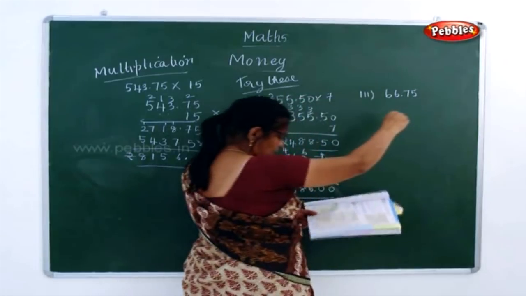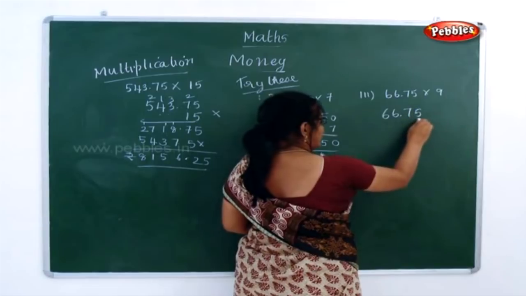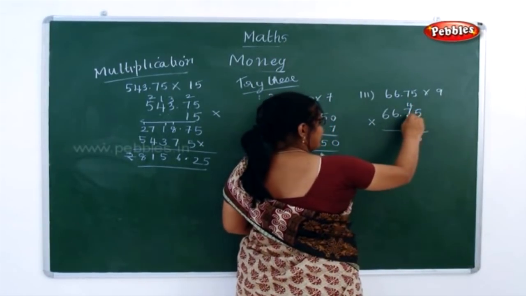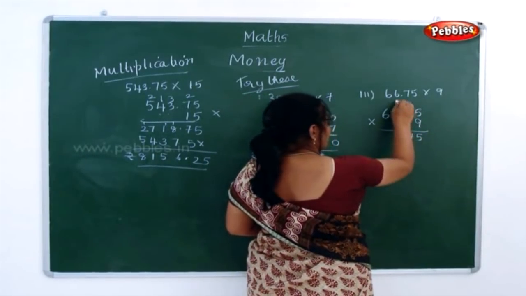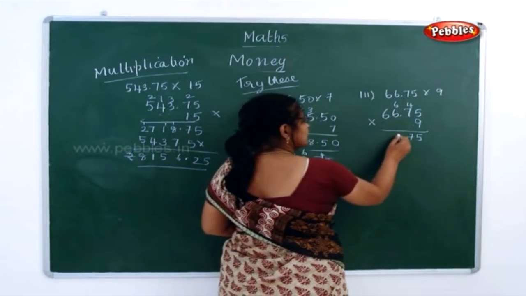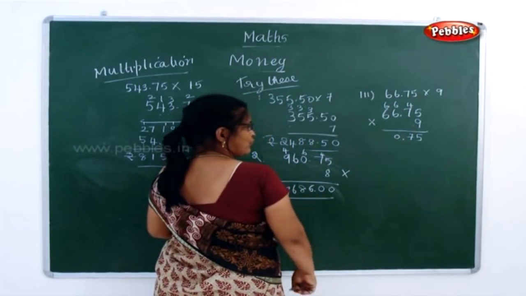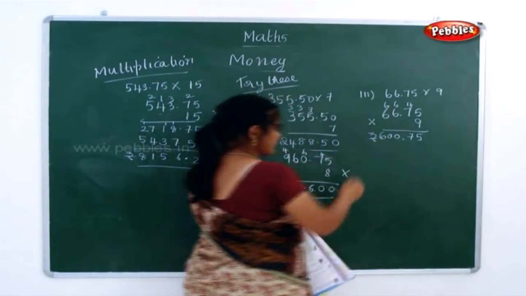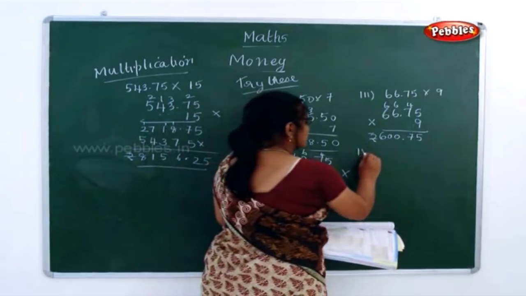Now next sum, third sum. 66.75 into 9. Now what is 5 9s are 45, 4, 7 9s are 63, 63 plus 4 67. Now here 6 9s are 54, 54 plus 6 60. Now again 6 here. What is 6 9s are 54. 54 plus 6 60. So rupees 600.75 paisa.